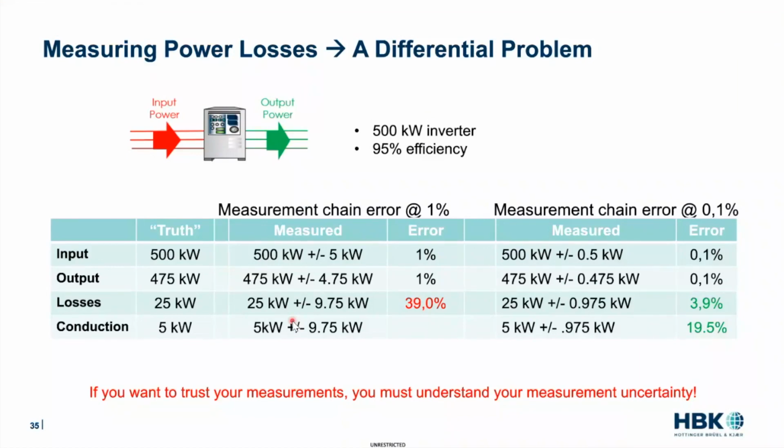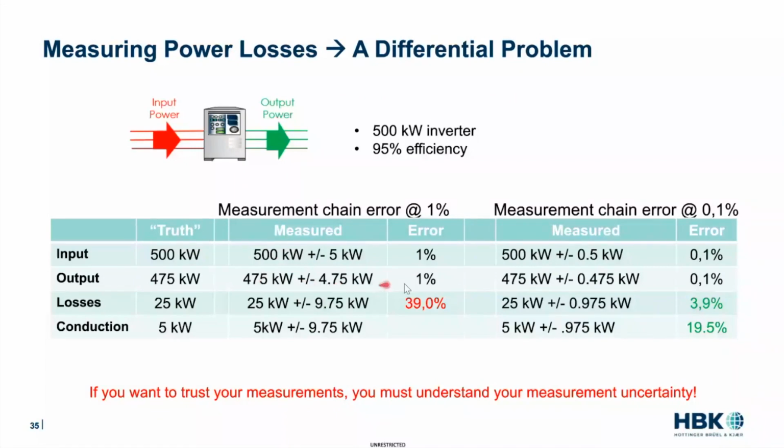Again, I don't like math examples. We've got a math guy if you want that. His name's Alexander. We have an inverter with power input and power output. Again, ideal inverter, 500 kilowatts with a 95% efficiency. Our input power is 500 kilowatts. Our output is 475 kilowatts. This is our truth. So if we have a 1% error, 500 kilowatts plus or minus 5 kilowatts, 1%.